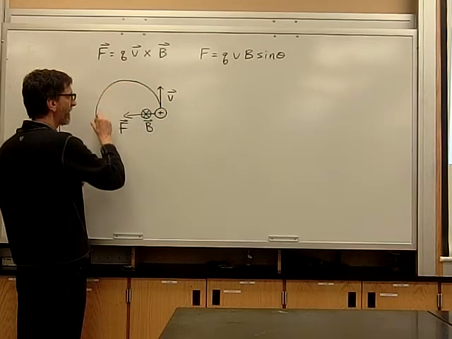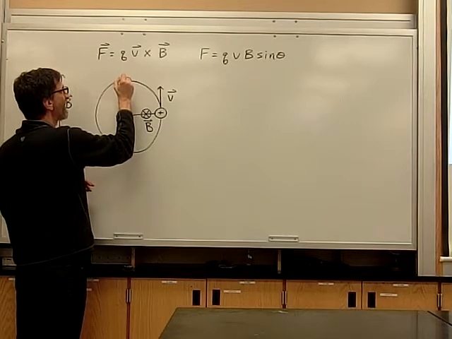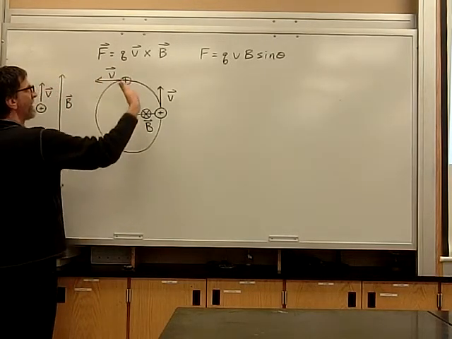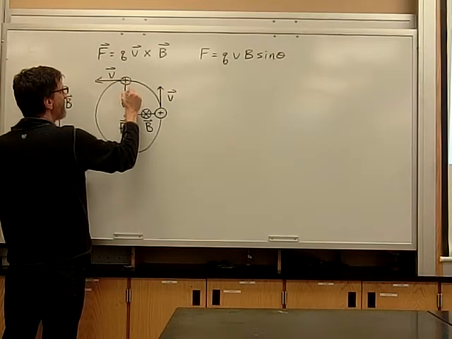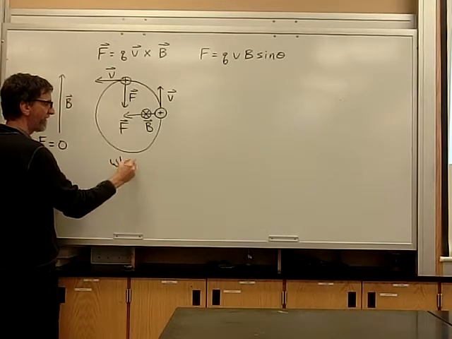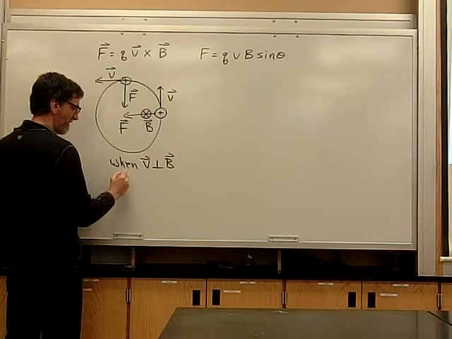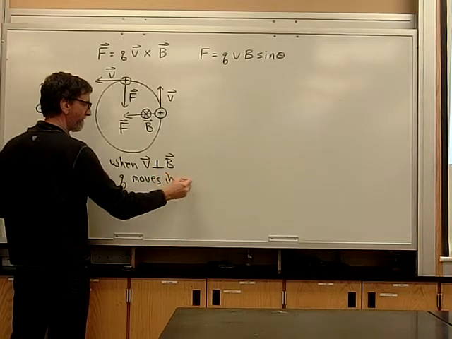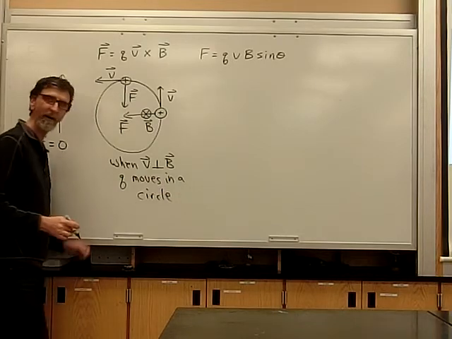And this results in circular motion, because if the charge was up here, its velocity would be this way, tangent to the circle. V, curl to B, thumb is down. You always end up with an inward pointing force. So when V is perpendicular to B, Q moves in a circle, as we've seen in the PowerPoint as well.